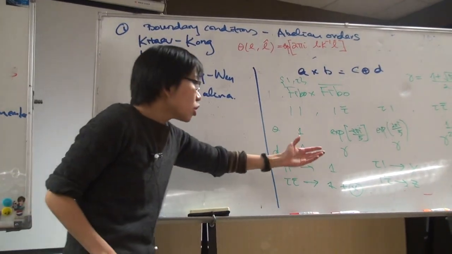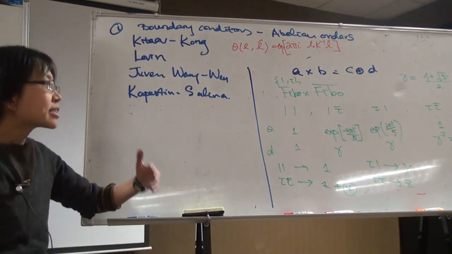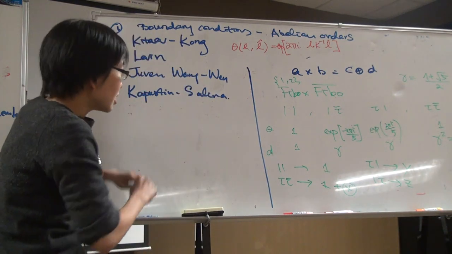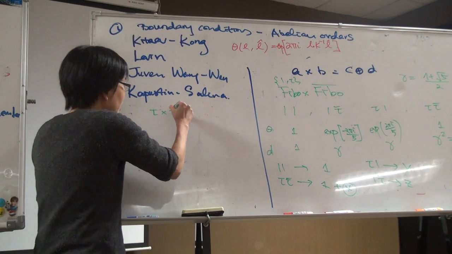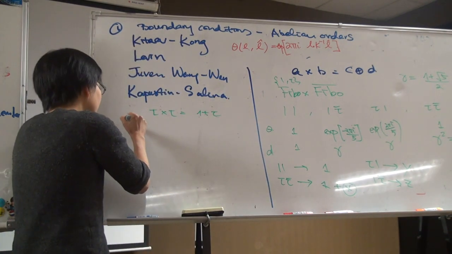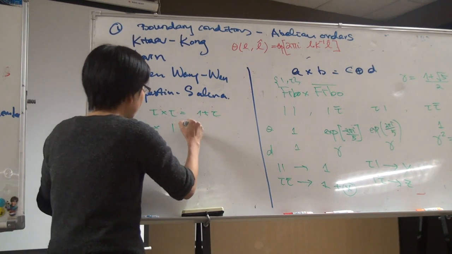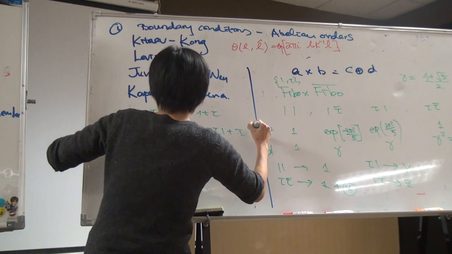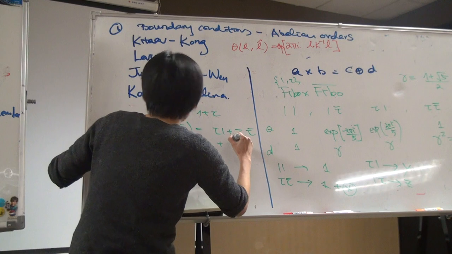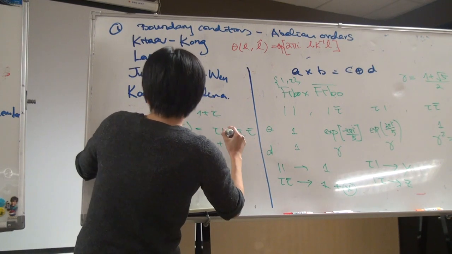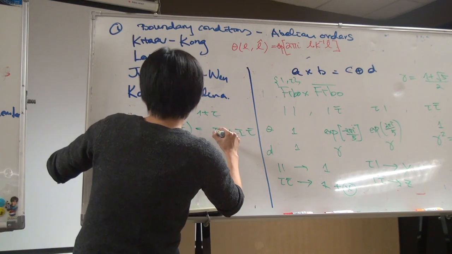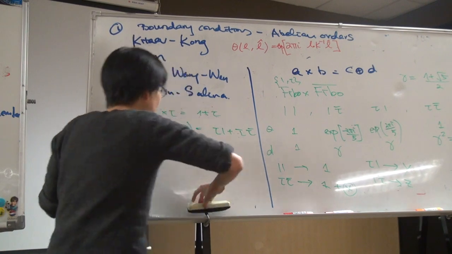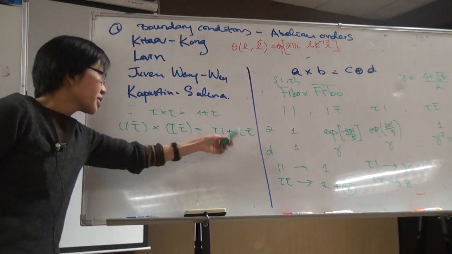And the idea is, in order to determine this X, Y, and Z, the assumption is that this decomposition is consistent with the fusion rules of the original theory. So in particular, for example, tau and tau fuse to 1 plus tau. So in particular, 1 tau bar and 1 tau bar would fuse into tau 1 plus tau bar. So if I look at the original fusion rules, this is what I get.